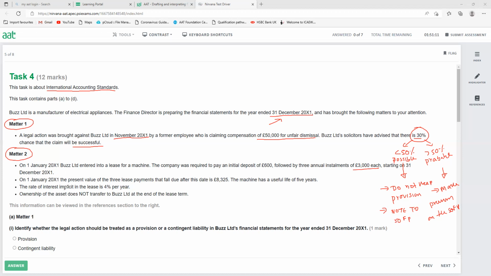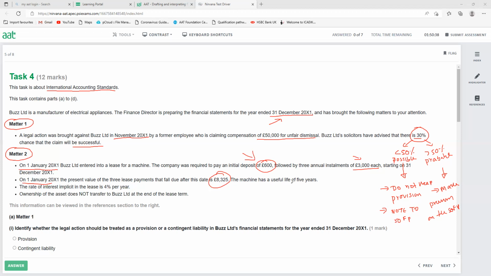On 1st January 2011, at the beginning of the year, when I make the investment, the deposit is paid on 1st January. Be very careful with that date. So I put the initial deposit of 600. The present value of the 3 lease payments falling due after that date is 8325. So that's my NPV, net present value, for the next 3 payments. So I'm going to pay 3 times 3,000, 9,000, and the present value of the 9,000 is 8325.